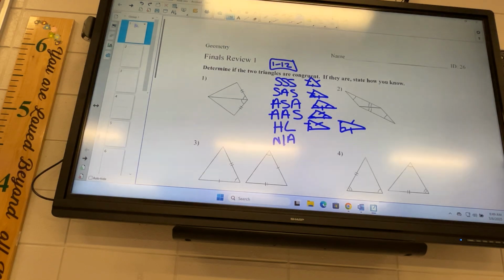Okay, and some of this stuff may seem like, oh my gosh, I don't remember. That's why we're doing it now, so by the time you take your final in another week and a half, you'll be ready to rock and roll.